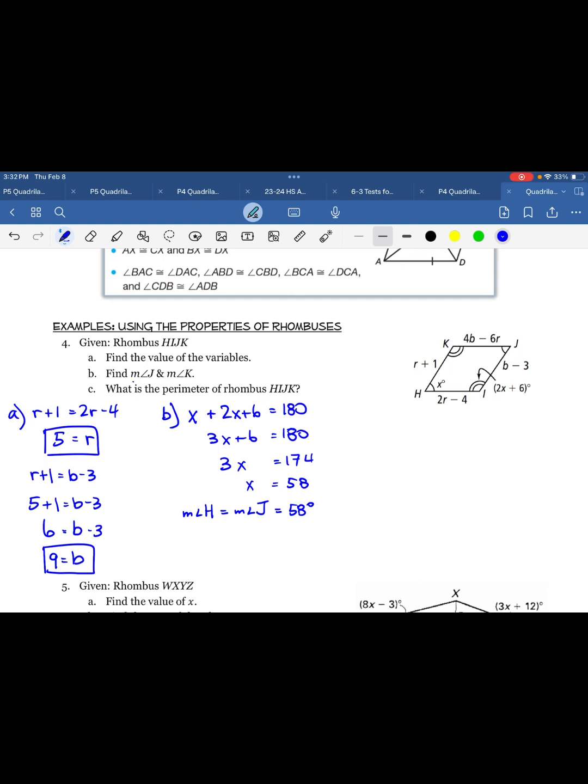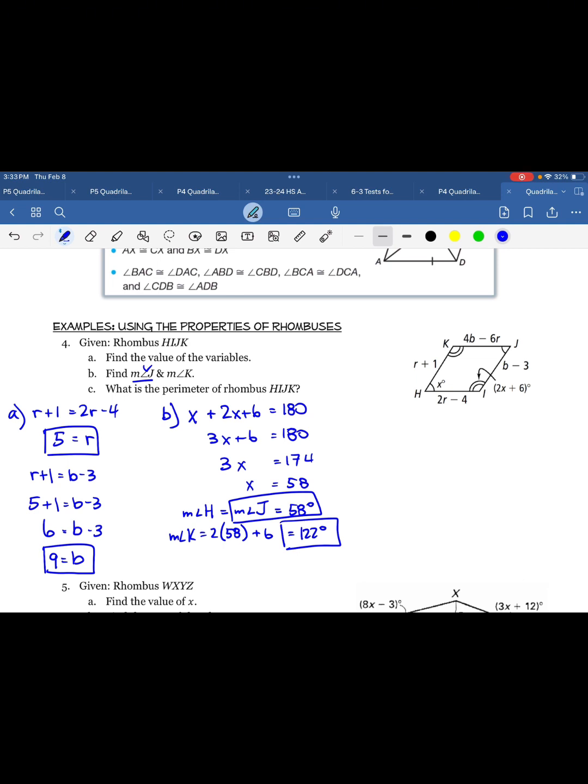Okay, so I found this one. Yay, check. And k. Okay, so since I know what x is, I'm just going to plug it back into what I is. So this is 2. Instead of x, I'm going to write 58 plus 6. All right, so this is 122. The measure of angle K is equal to that one. And J.